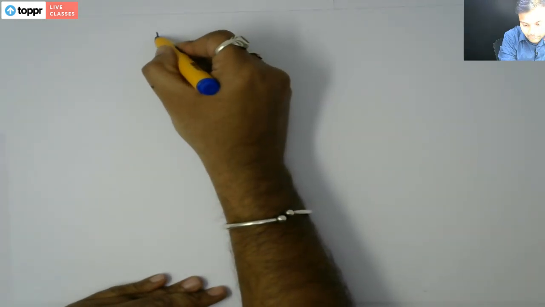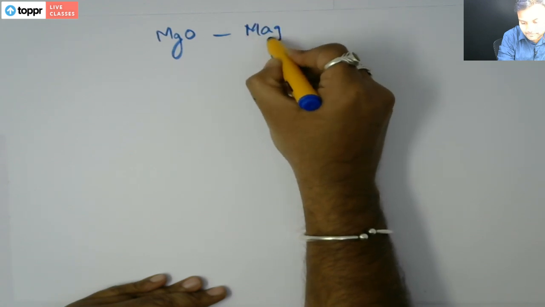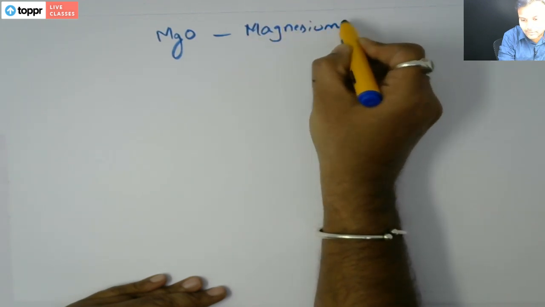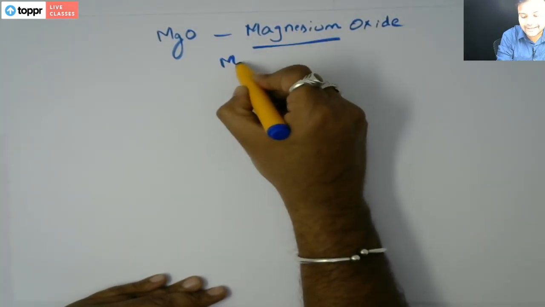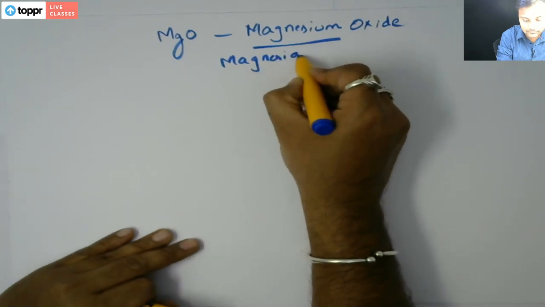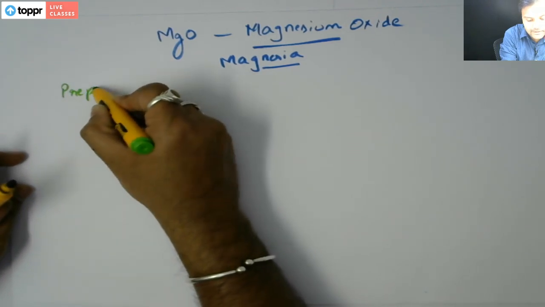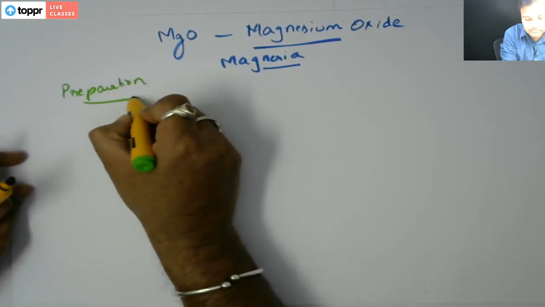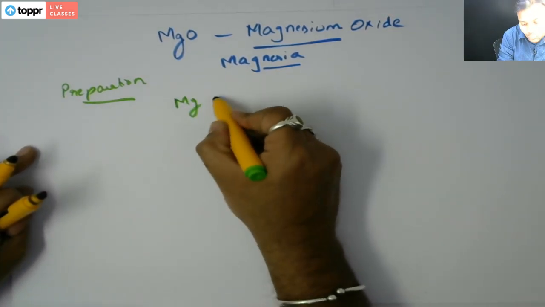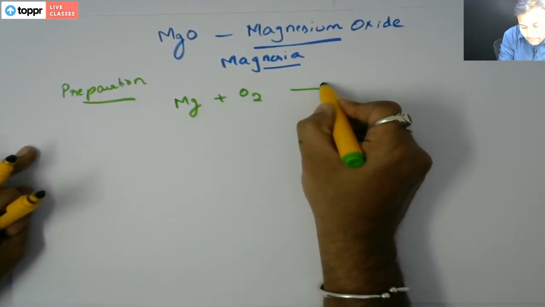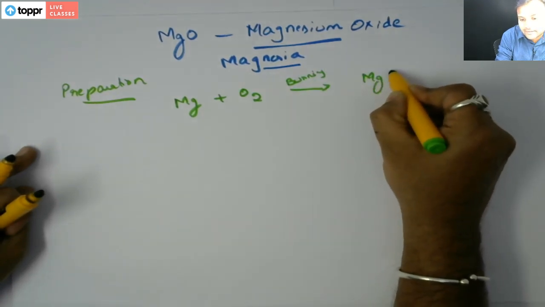Let us take another compound, MgO, magnesium oxide, also called magnesia. How do you prepare magnesium oxide? Very simple. Magnesium, when treated with oxygen, upon burning, forms magnesium oxide.